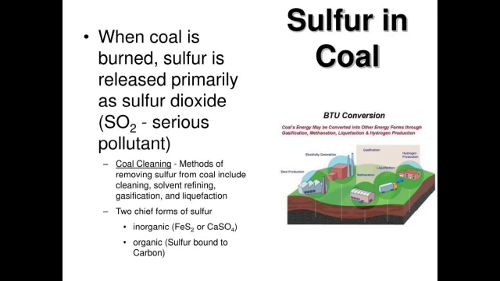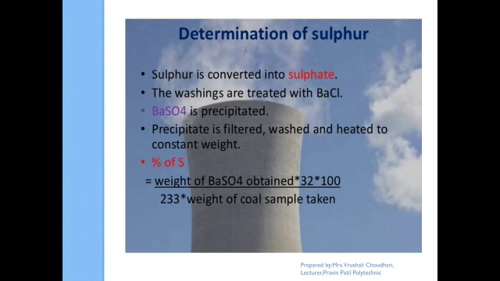Next is percentage of sulfur. When the coal is burned, if sulfur is present, it is going to form sulfur dioxide, which is a serious pollutant. The methods of removing sulfur from the coal include cleaning, solvent refining, and gasification and liquefaction. So sulfur is not accepted in coal as it produces polluting sulfur dioxide.